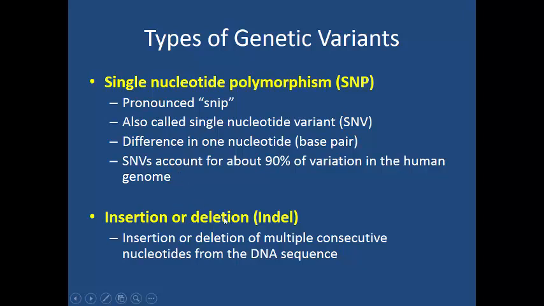We also have insertion or deletion variants, or indels for short. These are an insertion or deletion of multiple consecutive nucleotides in the DNA sequence. So at a particular spot in DNA, I might have 30 nucleotides in a row, whereas my friend might have those 30 nucleotides deleted at that position. And that would be called an indel. Now, you can have one base inserted or deleted. You can have 1,000 bases inserted or deleted. You can have different sizes of indels.